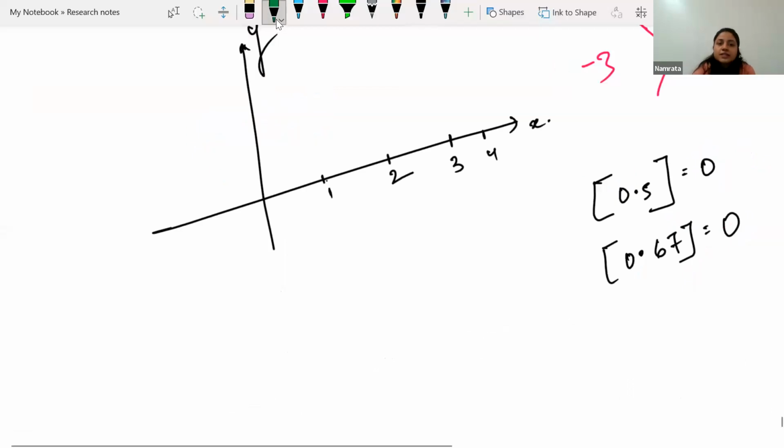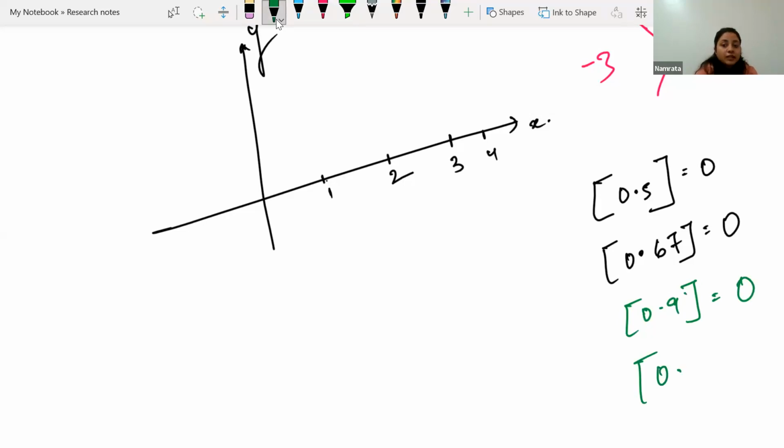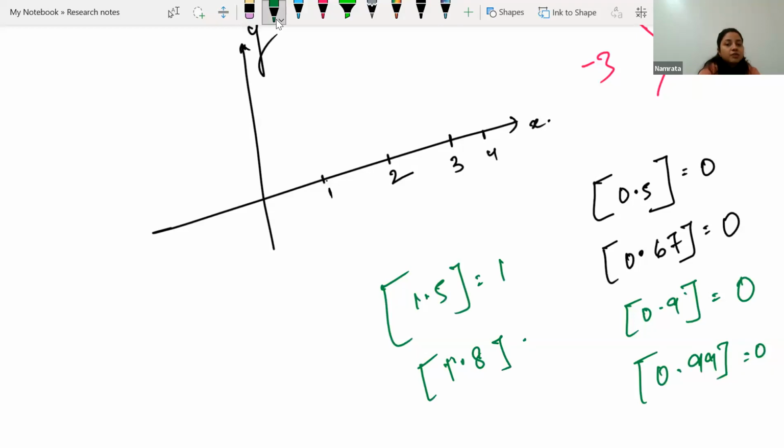Okay, so we were discussing the graph of this greatest integer function. You can see 0.5, 0.67, even 0.9 will give the result as 0 only. 0.99 will also give the result as 0 only. And what about any number after 1? If you have 1.5, the result will be 1. If you have 1.8, the result will be 1. So that's why the graph of the greatest integer function looks like this one, from here to here.